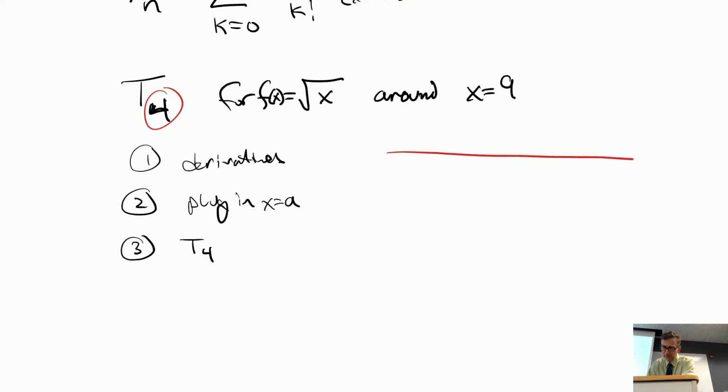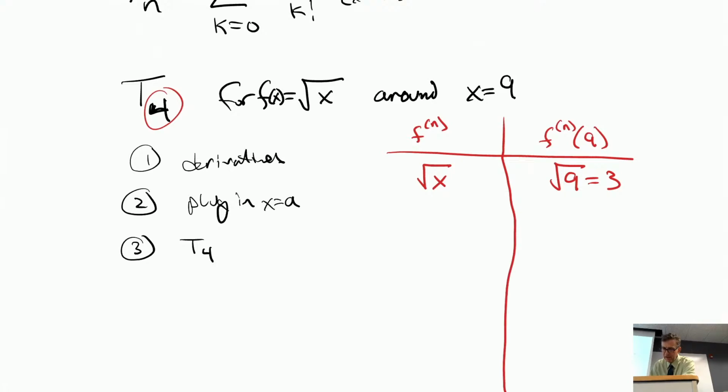So here's what I'll do. I have f, and then I'm going to do f evaluated at 9. Okay, so we start off with the 0th derivative, which is just the function itself, square root of x, and over here, the square root of 9 is equal to 3. So I'm just making a table for myself. If it helps you, you could put an n over here, 0, 1, 2, 3, 4, so that you can keep track.